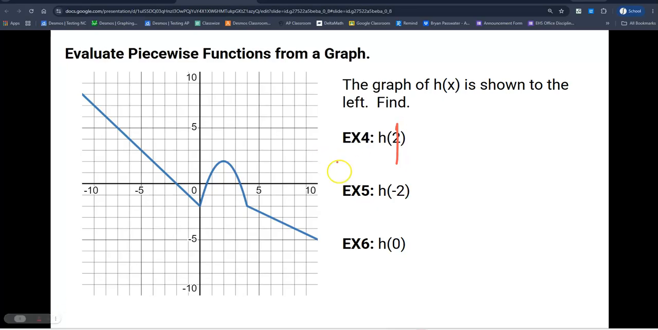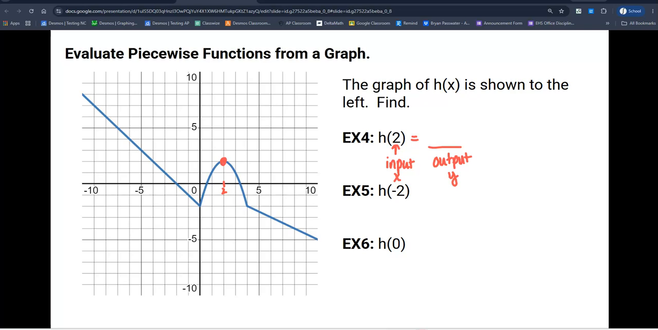Let's erase that. All right. 2 is my input or my x value, and whatever I get out is my output or the y value. So what you want to do here is you want to find the place where you have an x coordinate of 2. So I'm going to go, right here is 2, and I'm going to go on the graph. I'm talking about this point right here.